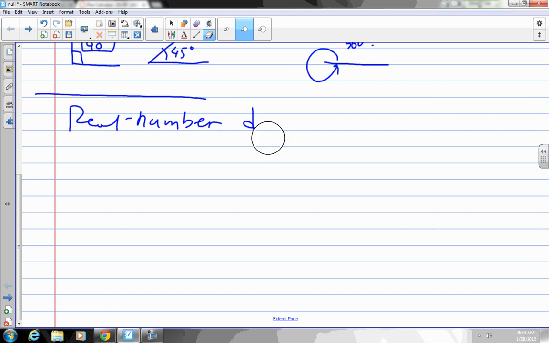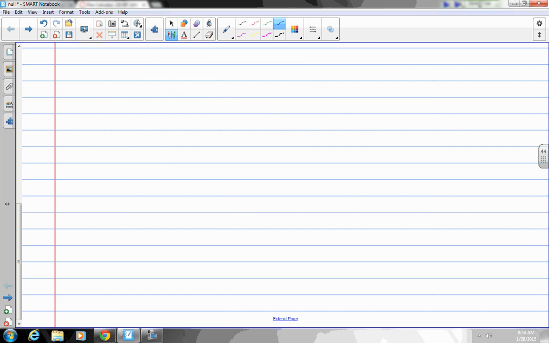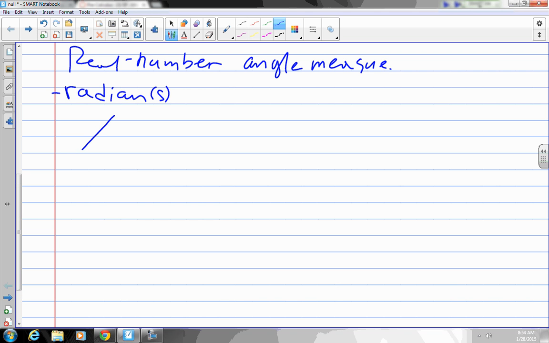Not degree, angle measure. And that measure is called radians. Radian or radians. Okay? The way we define the radian, here's an angle, so let's say this theta equals 1 radian.